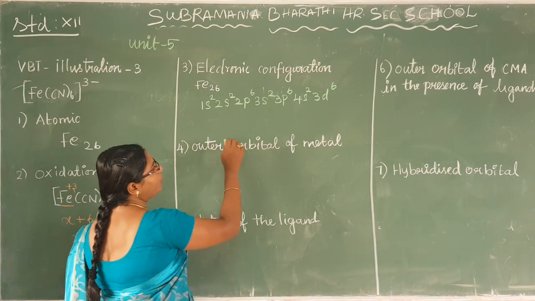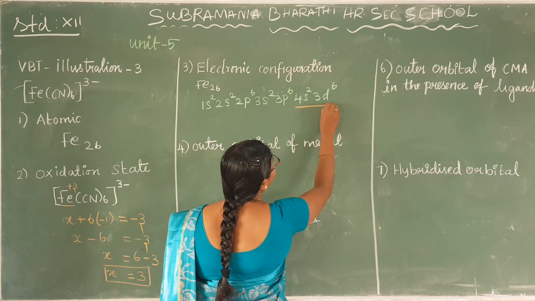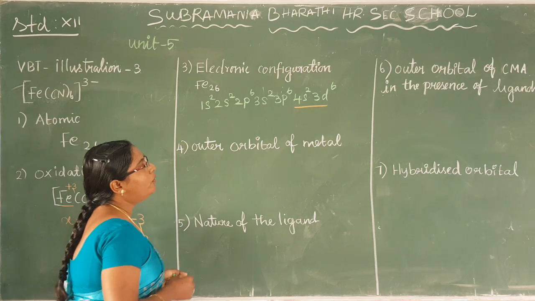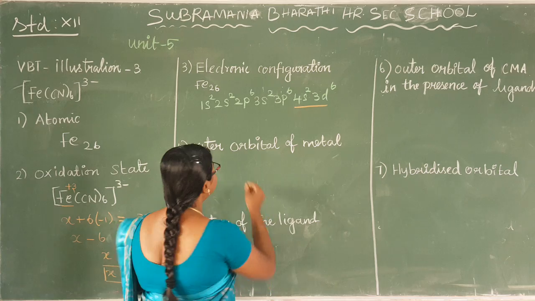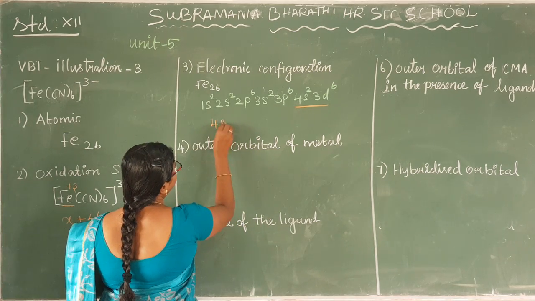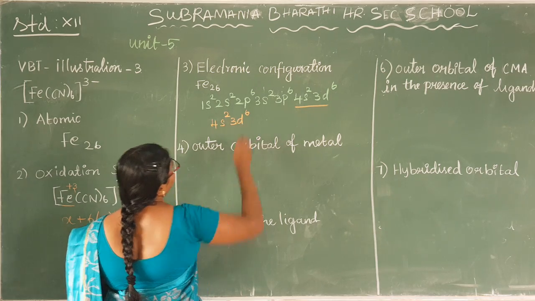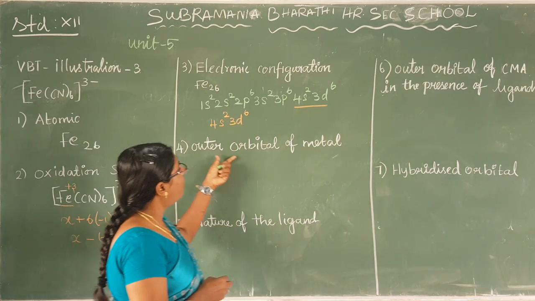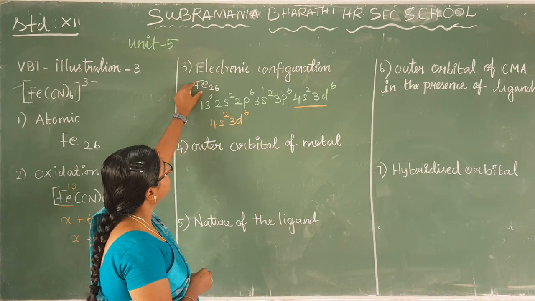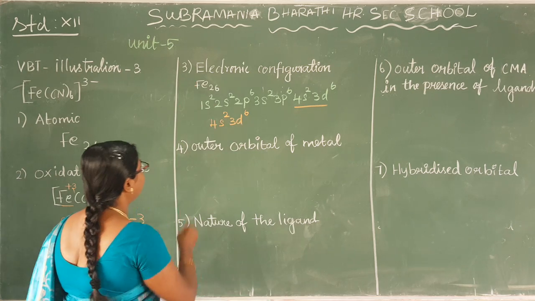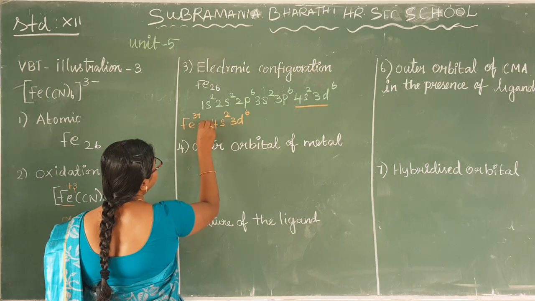Now I am going to take the outermost shell. This is called the outermost shell, 4s2 and 3d6. So let me draw the outer orbital of the metal first. Before that, the oxidation state of the metal ion is +3. Fe is in +3 oxidation state.